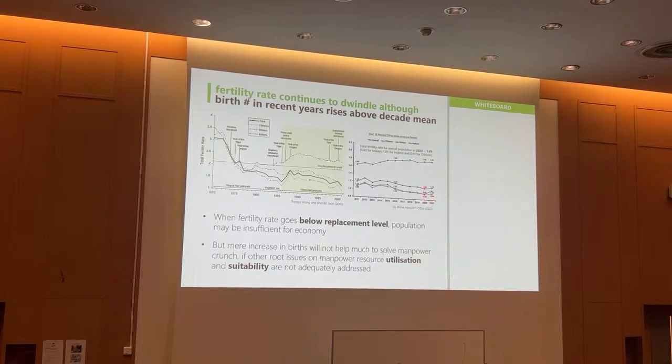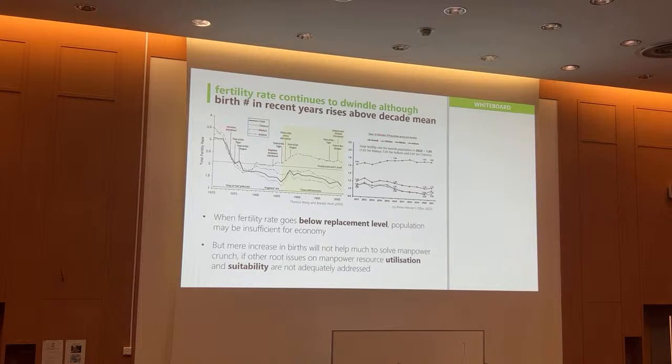For Chinese and the overall, if you look at the trend, you can see that the Malays are having a much higher fertility rate than the other groups, and this is on a rising trend, whereas the others are on a falling trend. Fertility rate continues to drop even though birth numbers seem to rise a bit in recent years.